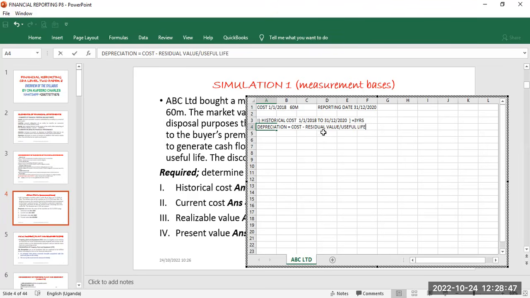If you are not given the residual value, you just take it to be 0. So it will be the cost, which was 60 million, minus the residual value, which is 0. We can then divide by the useful life. They had given us the useful life. The useful life was 10 years.